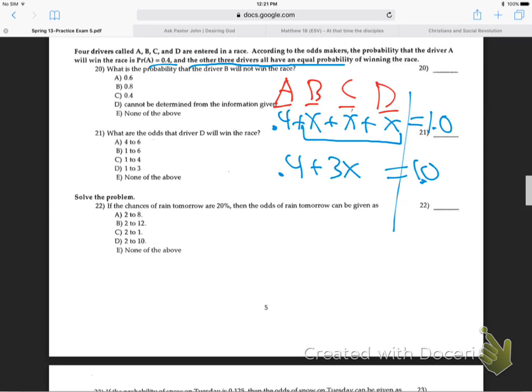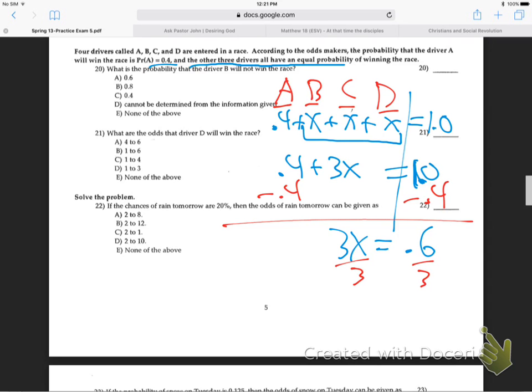How do you finish getting X alone? Subtract the 0.4. So 3X equals 0.6, because 1.0 is like $1 minus 40 cents, 60 cents. Last step to get X alone, divide by 3. X is 0.2. It asks for the probability that B won't win this.